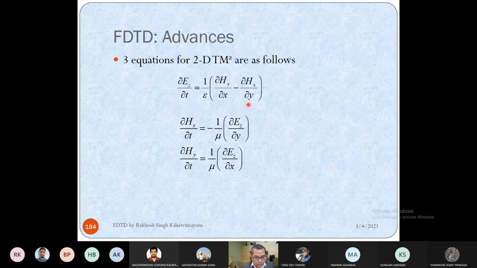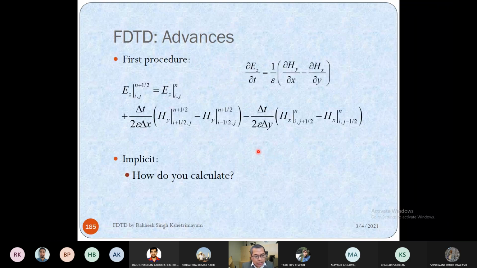So how do I use ADI FDTD for the 2D TMz problem? ADI means alternating direction implicit FDTD. This is an unconditionally stable FDTD. How do I write the update equation? The first procedure means we are updating from n to n plus half. So this is the equation. We want to do the first procedure for del Ez by del t is equal to 1 by epsilon times del Hy by del x minus del Hx by del y. So how do I do it? The FDTD update equation, the usual stuff.